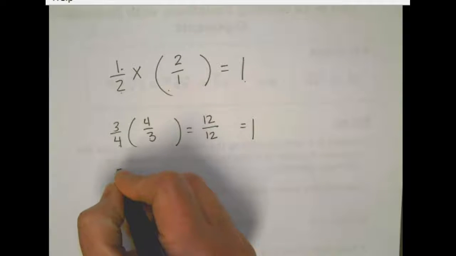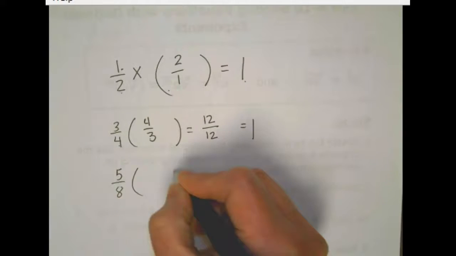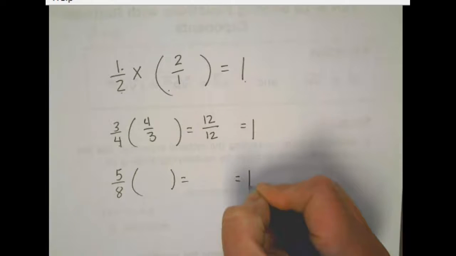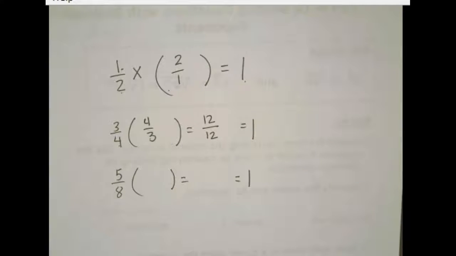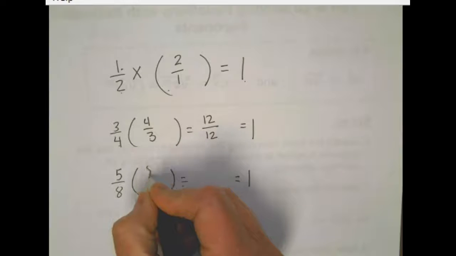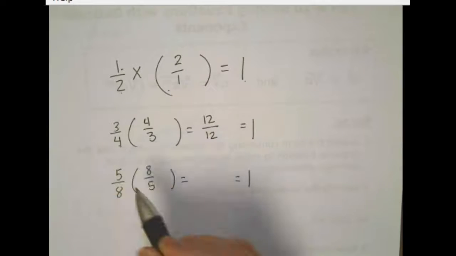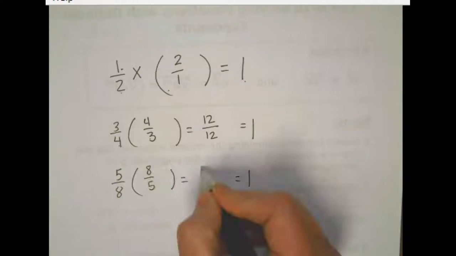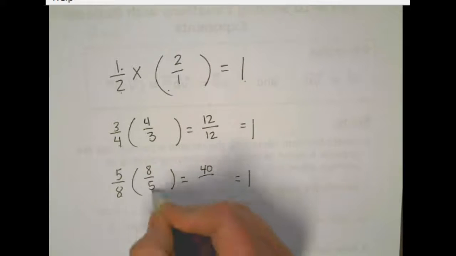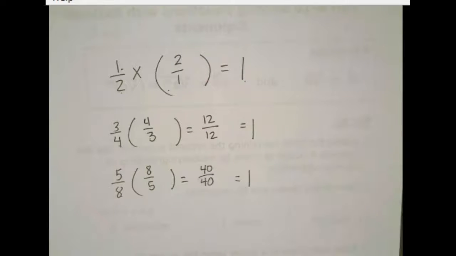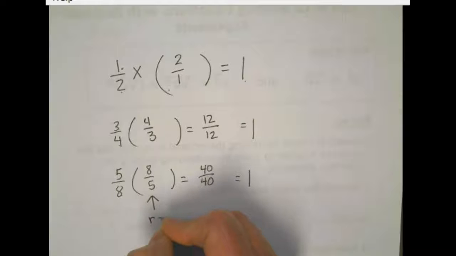What would you multiply 5/8 by so that it would equal 1? 8 over 5. To multiply, you multiply numerator times numerator and denominator times denominator, and 40 over 40 is equal to 1. What do you call this kind of fraction?